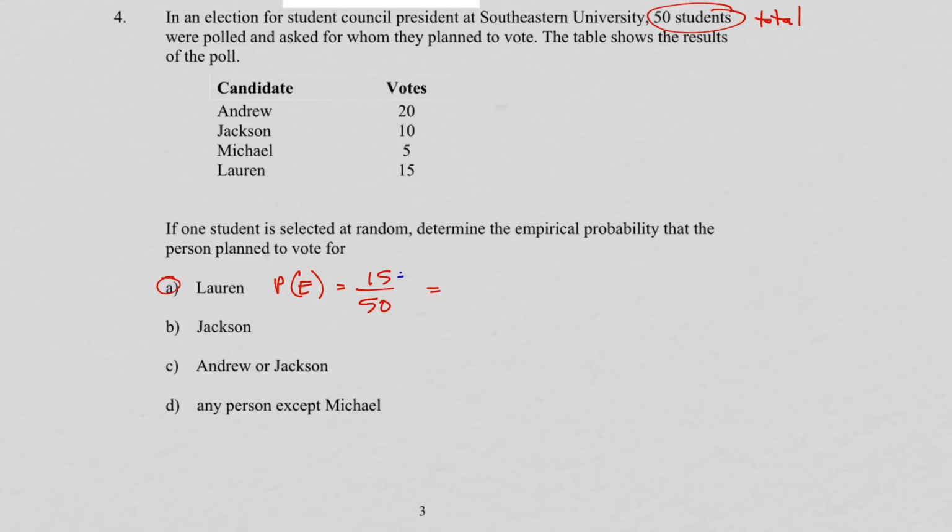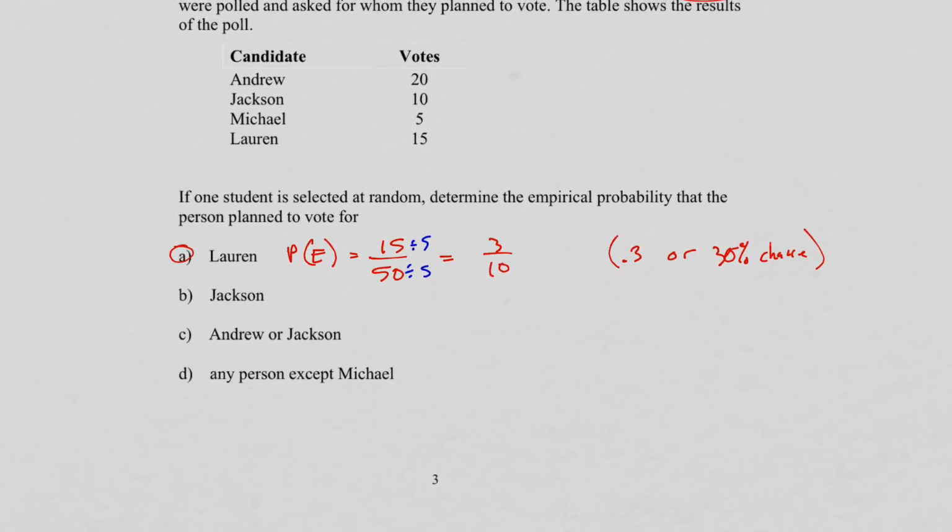Which needs to be reduced by 5. That's going to be 3/10. Okay, what does that mean? Probability is 0.3 or 30% chance that Lauren will be chosen from this group. Depending on if this group represented Southeastern well, we could make some predictions about the whole population, but that's more advanced than this class. So anyways, 30% chance for Lauren there.